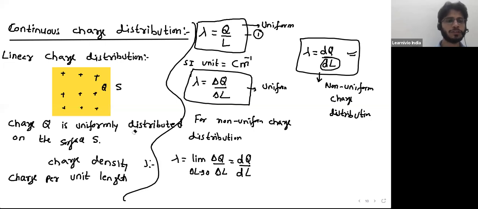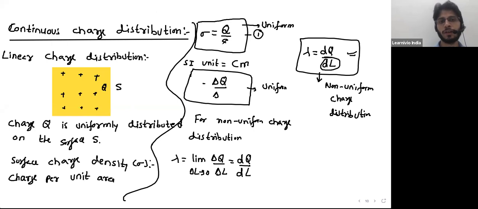So we can calculate surface charge density. This is not charge per unit length, this is charge per unit area. We represent it by sigma. Instead of lambda, I will use sigma. Instead of L, I will use A. The unit will change.